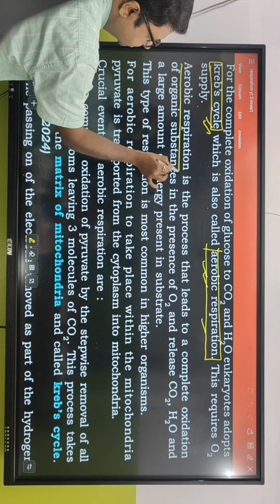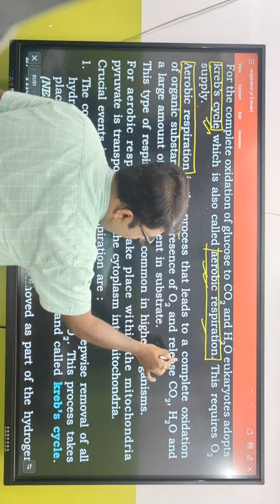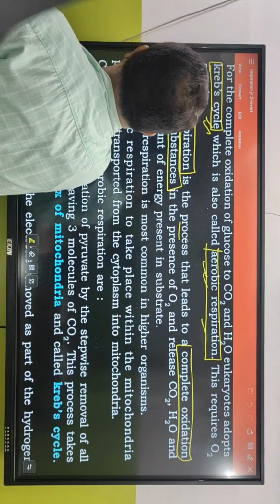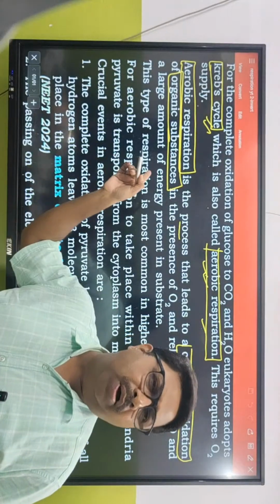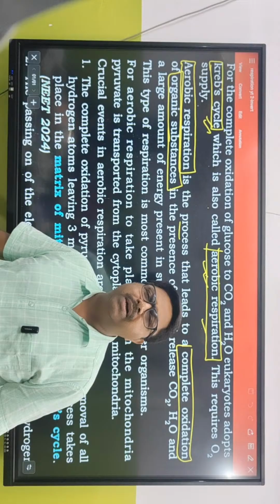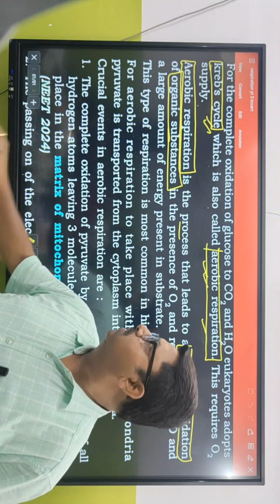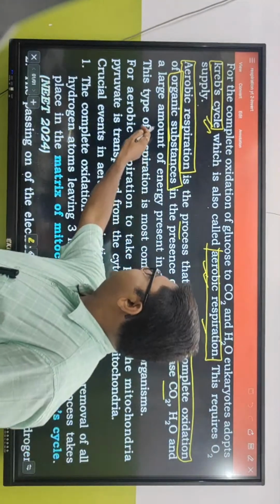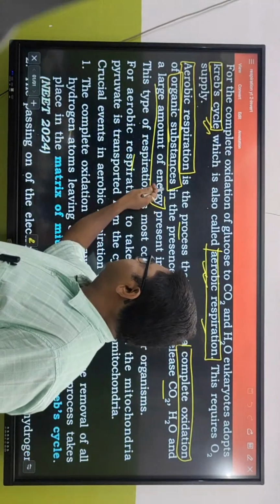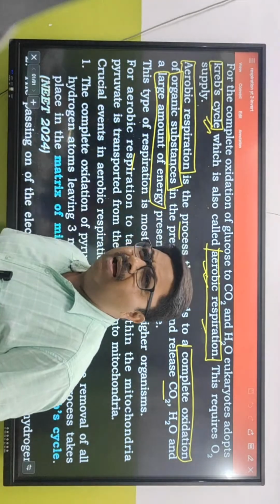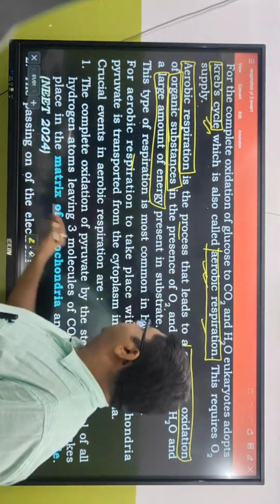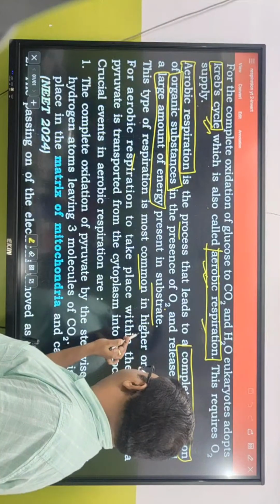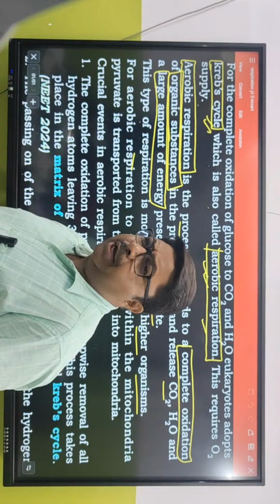Aerobic respiration is the process that leads to a complete oxidation of organic substances. What is the organic substance over here? Glucose. In the presence of oxygen, it releases carbon dioxide, water and a large amount of energy. What is the large amount of energy? 686 kilocalories. Very good. Present in the substrate. This type of respiration is most common in higher organisms. Who are higher organisms? Eukaryotes.